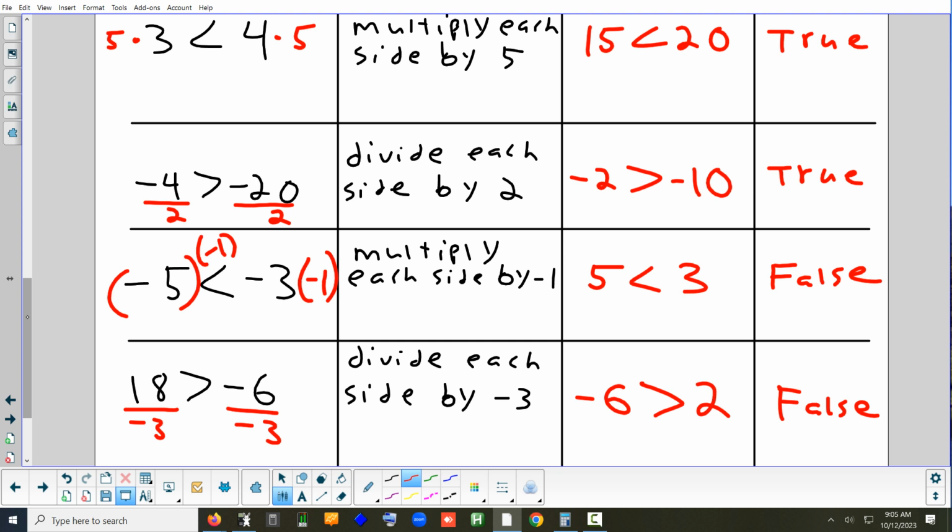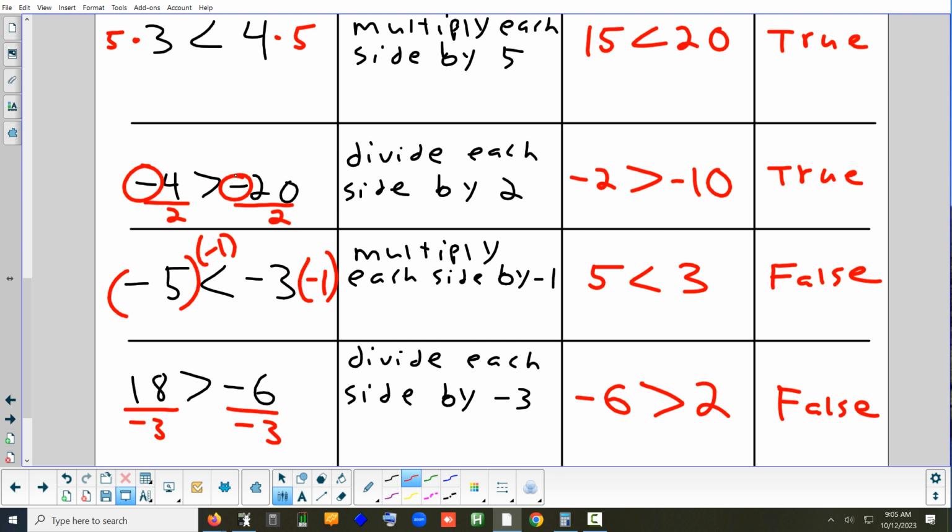The ones that are true are positive. What do you mean they're positive? I see some negatives in those ones right here, though. No, the ones you divide and multiply by. Oh, the ones I divide and multiply by, yes. So when you multiply or divide by a positive number, it works fine. When you multiply or divide by a negative number, it doesn't work fine.